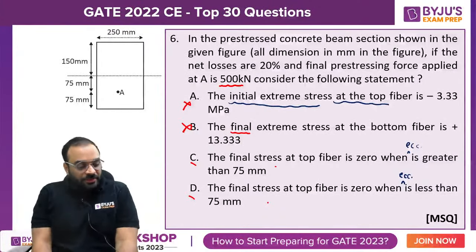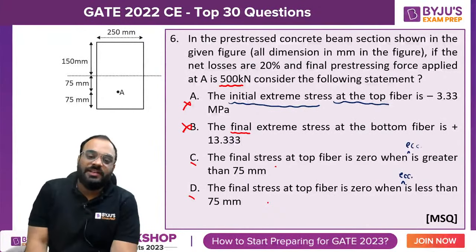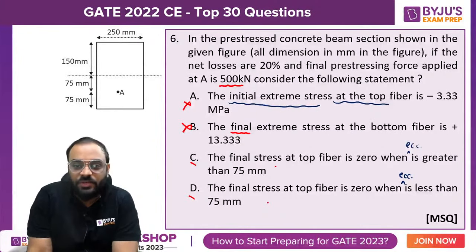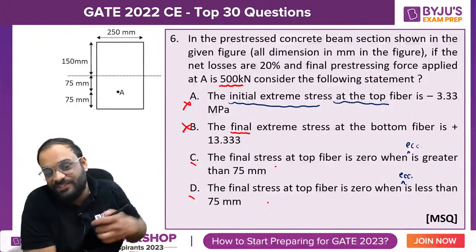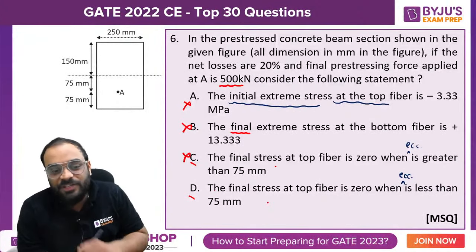E is equal to 50. So the final stress at the top fiber is 0 when eccentricity is greater than 75. It should be less than. So guys, what happened in this particular problem?